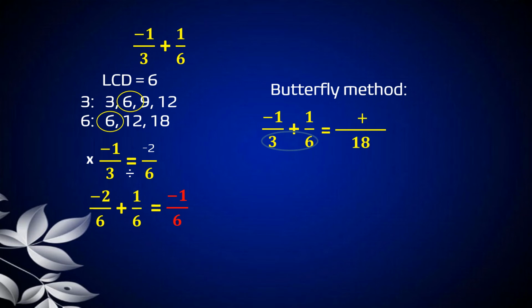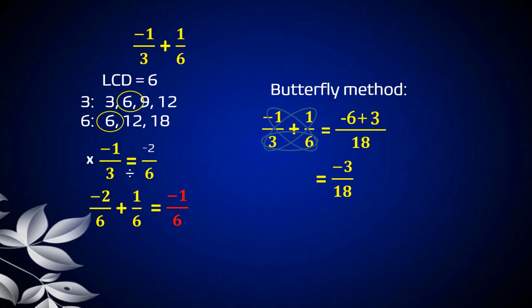Next, multiply yung unang numerator and yung pangalawang denominator which is negative 1 times 6 is equal to negative 6. Multiply ulit ang 1 and 3, so we have positive 3. So this time we have negative 6 plus 3. Dahil different signs, we will subtract the numbers. So 6 minus 3 is equal to 3. Then copy natin yung sign ng biggest absolute value which is the negative 6. So we have negative 3 over 18.